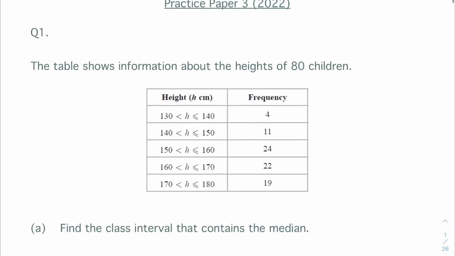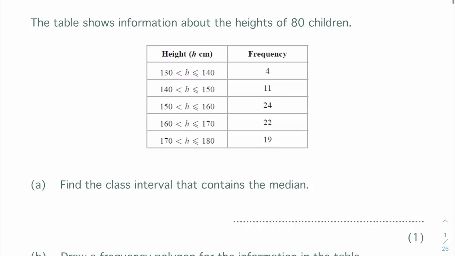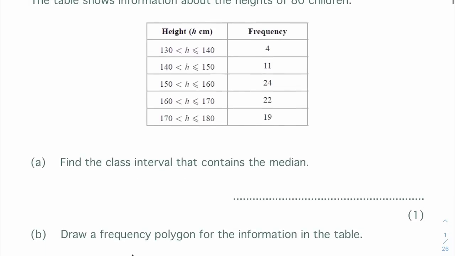Okay, so looking at our first question. It says here the table shows information about the heights of 80 children, and we've got the table below. It then says find the interval that contains the median.